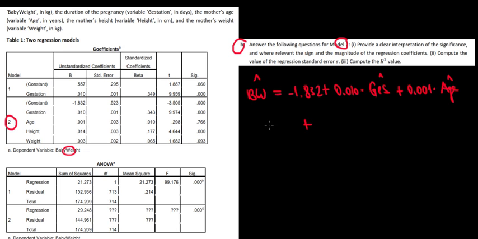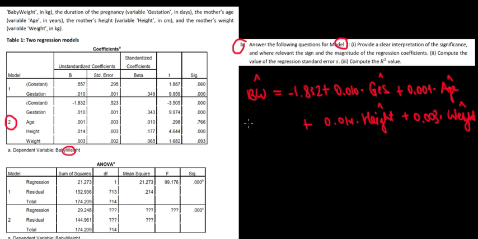plus 0.014 multiplied with the height of the mother, plus 0.003 multiplied with the weight of the mother. So let's interpret every coefficient. Let's start with the constant one. So what would be the constant term?